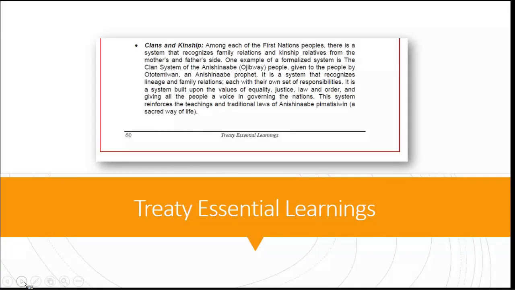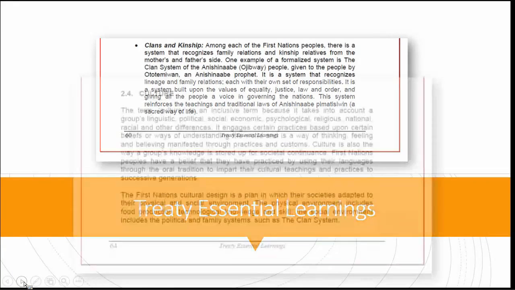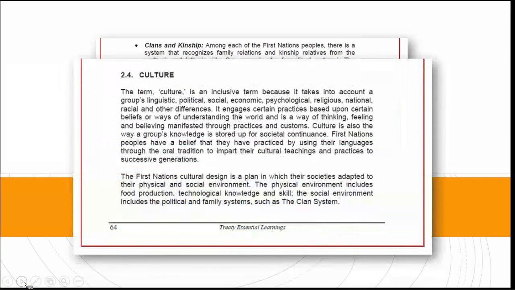But I thought I'd share with you just 2 easy little clips I got out of Treaty Essential Learnings regarding clans and governance. This comes from page 60, you can see. It talks about clans and kinship. Treaty Essential Learnings is very simple to read and very informative. Among each of the First Nations peoples, there is a system that recognizes family relations, and you can see it. Okay? Here's another one. Page 64, culture.